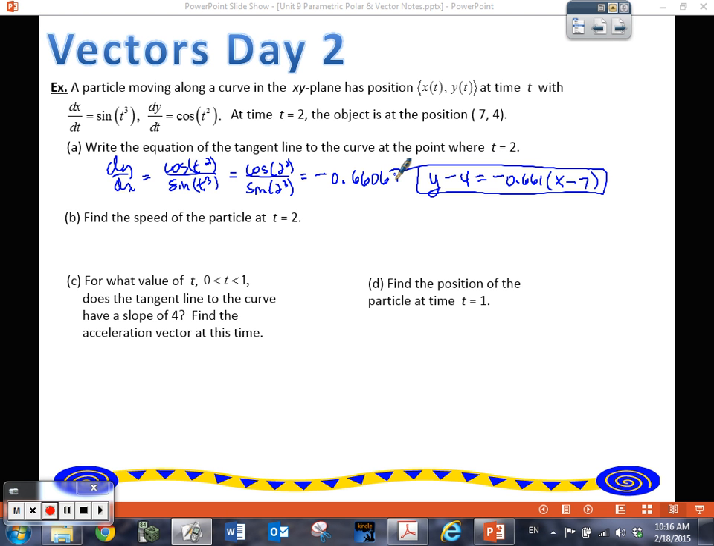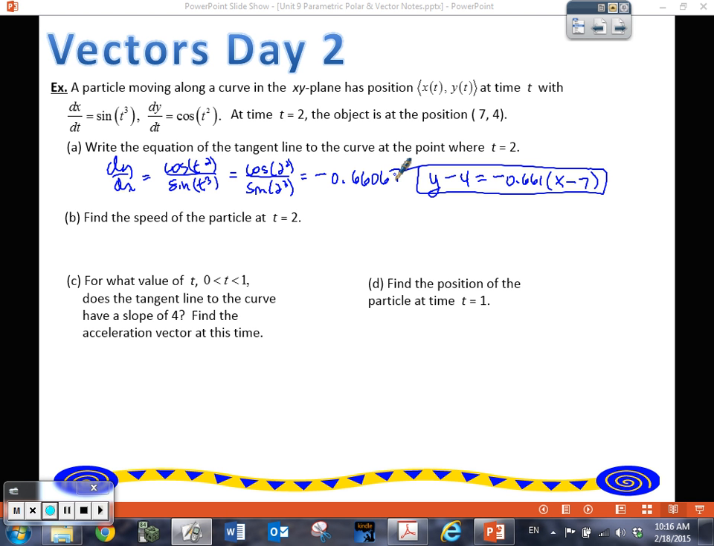Part B asks us to find the speed of the particle at t equals 2. Okay, so we would think back to our formulas from yesterday. The formula for speed, if you recall, is a radical with the dx/dt squared plus dy/dt squared. It's just a radical for speed. Arc length has the integration sign in front of it. We're talking about speed, or the magnitude of the velocity vector.